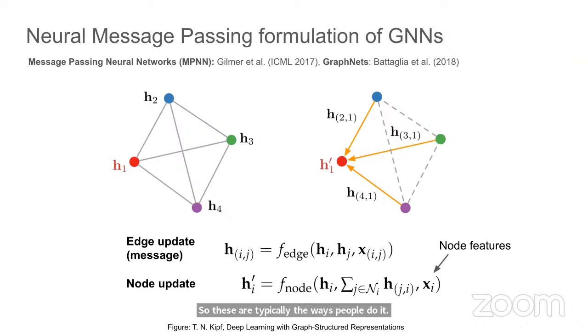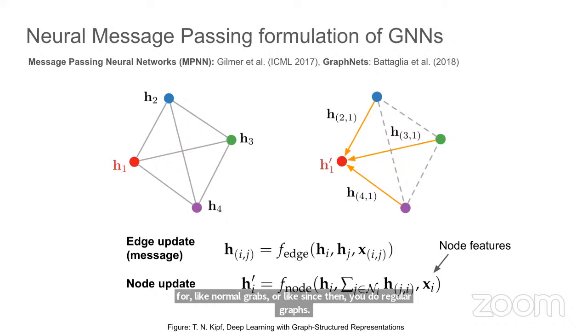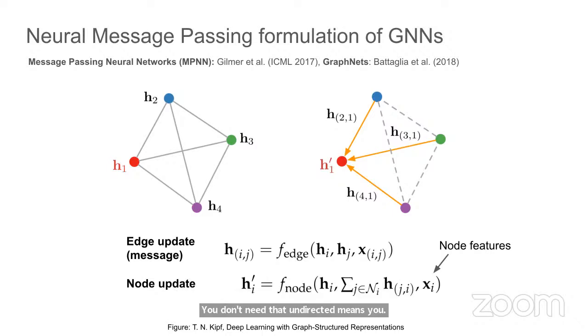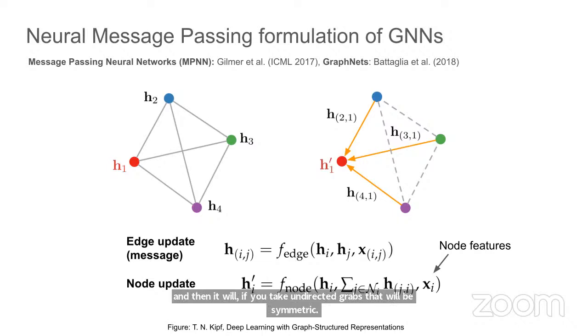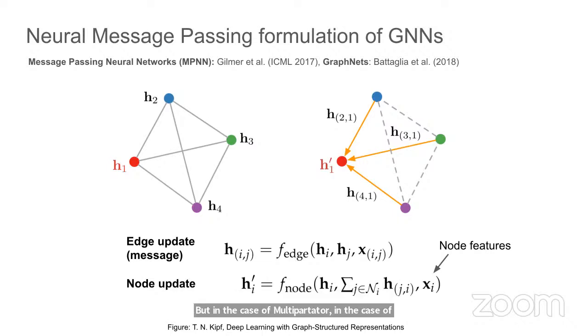Sir, I have a question. For normal graphs, you don't need them to be undirected, meaning the adjacency matrix will be a square matrix, and if you take undirected graphs, that will be symmetric. But in the case of bipartite or multipartite graphs, how can we choose the adjacency matrix in that case?